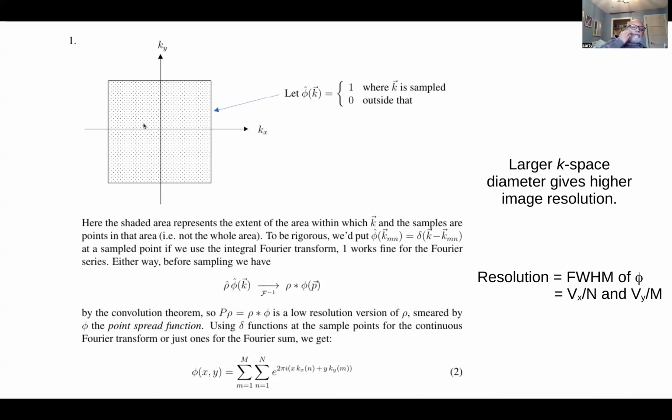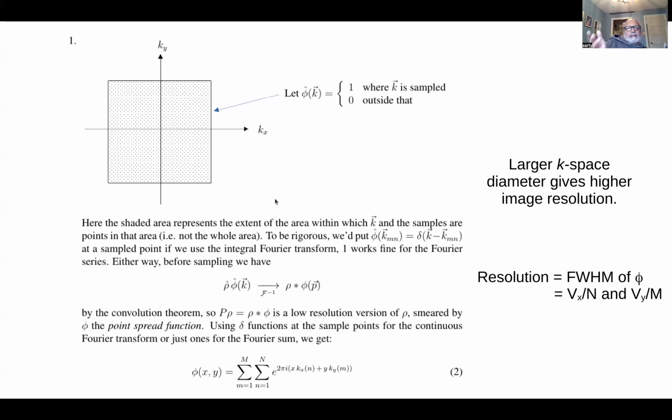So we only have values of the Fourier transform inside the gray area. We don't have any information about the Fourier transform outside of that. So mathematically, we're multiplying them. And then after we Fourier transform this whole thing, which is what we actually do in real life, we have this convolution. And so what this convolution represents is, if we had a perfect image, this phi would be a delta function, and then we'd have exactly rho, but it's spread out. So this will be some function.